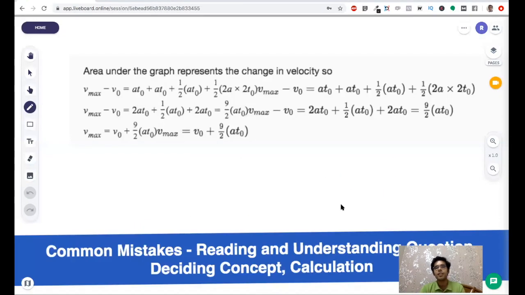Mistakes in this question: reading and interpretation of the question, deciding the concept and calculation. The concept to be decided here was that the area under the acceleration-time graph gives the change in velocity. Even though the acceleration is slowly decreasing, the velocity will keep on increasing because acceleration is the rate of change of velocity.